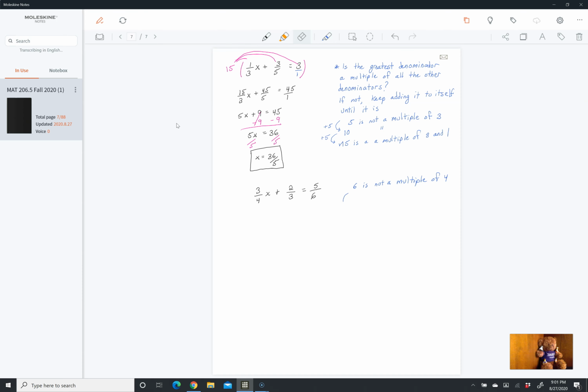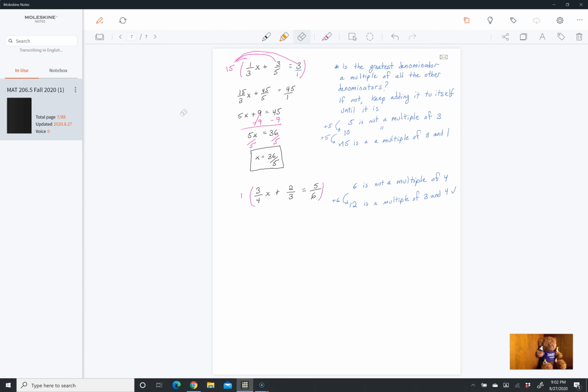So what we're going to do is we're going to add 6. And we're going to say 12. And is 12 a multiple of 3 and 4? And the answer is yes, it is. So this will be our lowest common multiple. So what we do is we multiply the whole thing by 12.